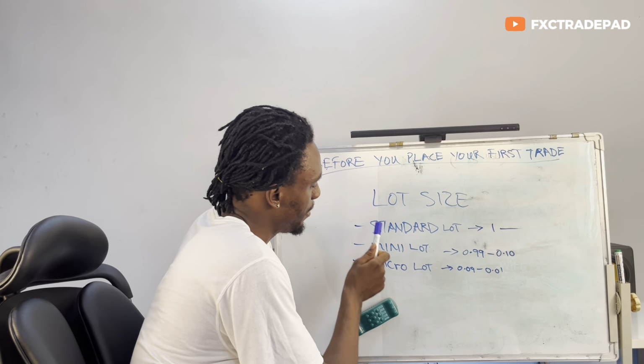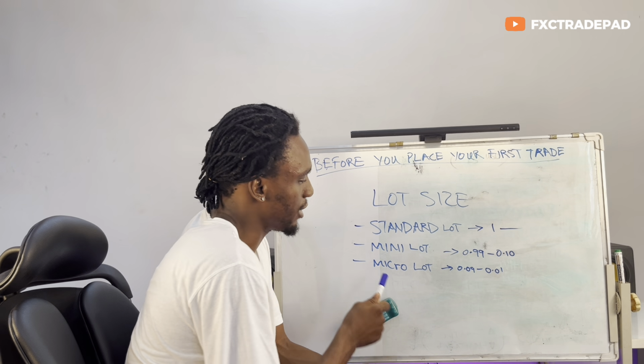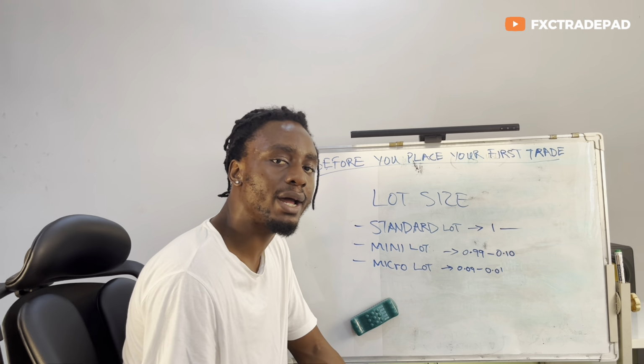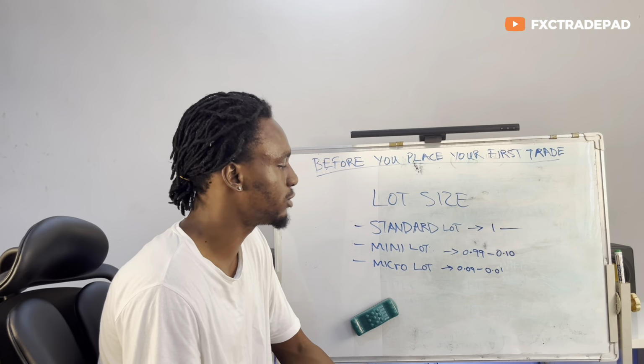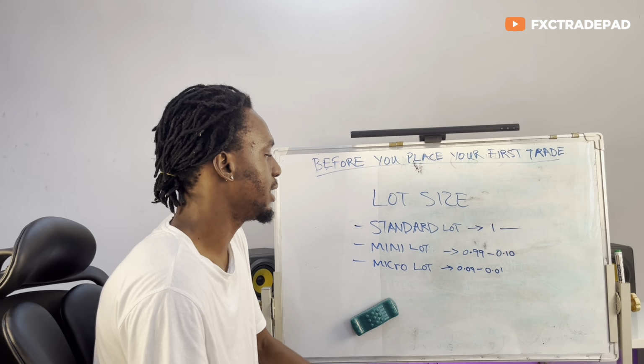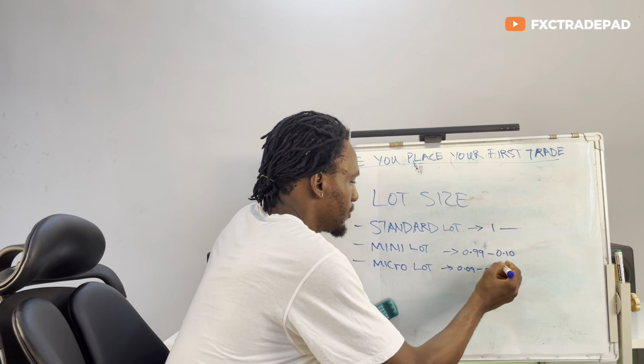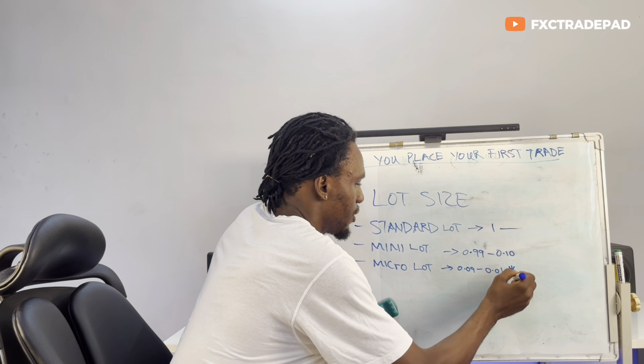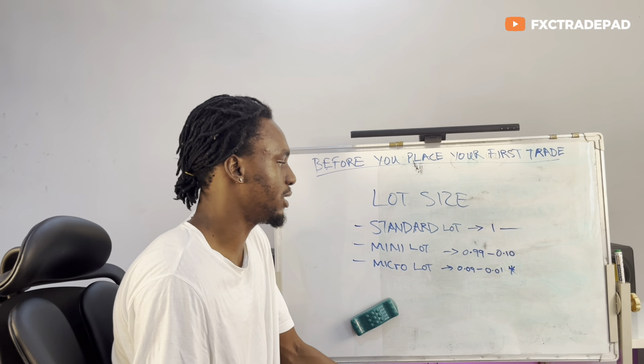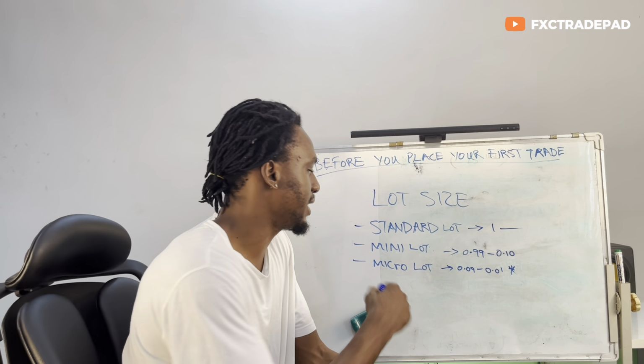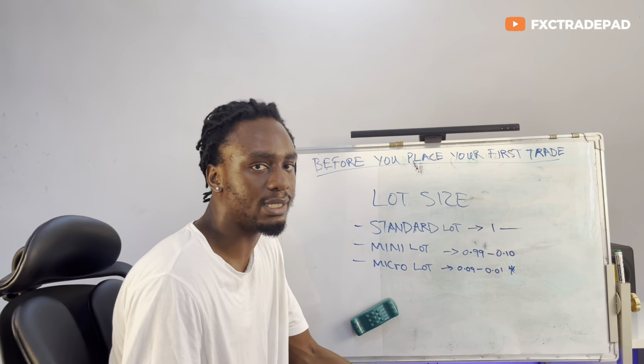So we have standard, mini, micro. The one I would recommend you use, especially when you are starting, is micro. Start with micro, recommended, alright? Until you understand everything, when you can then increase to mini and even standard as well.